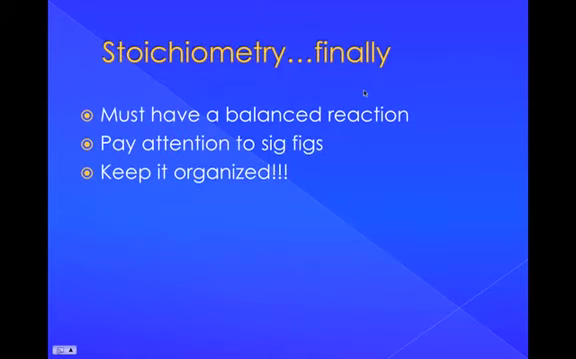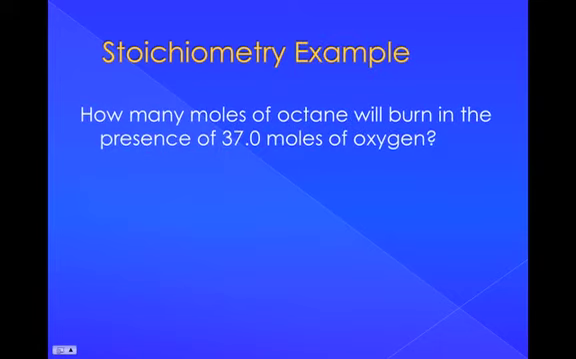Okay, finally, we're at stoichiometry. In order to do a stoichiometry calculation, you have to have a balanced reaction. You've got to pay close attention to sig figs, and the biggest thing of all is you've got to keep it organized. If you don't like the box thing that I do, that's totally fine. There are hundreds of other teachers out there that do something besides the box thing. So you just pick the method that works for you and stick with it.